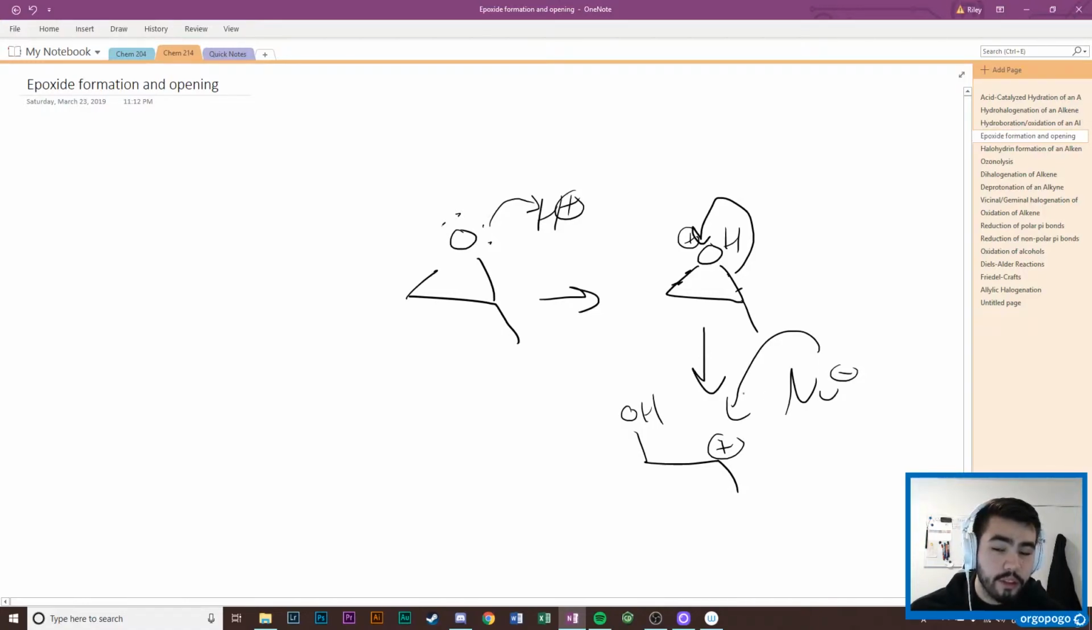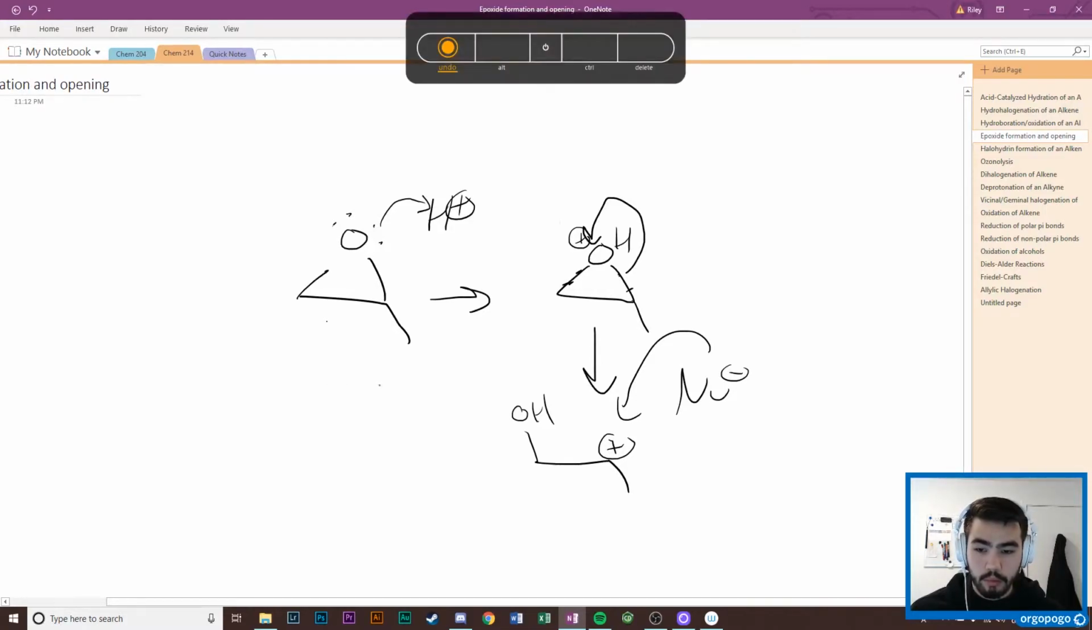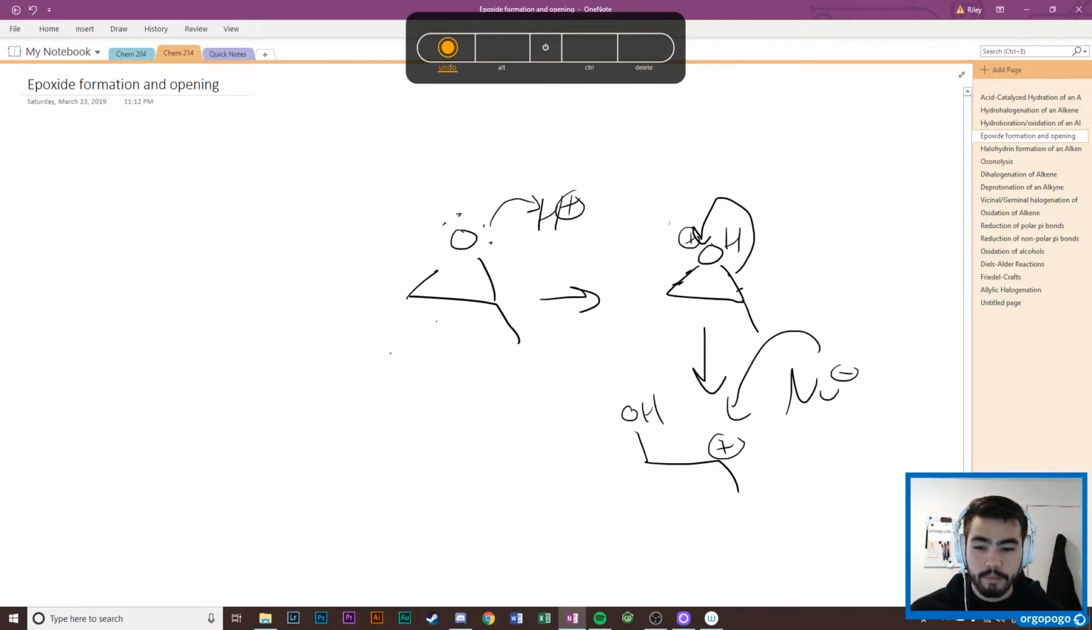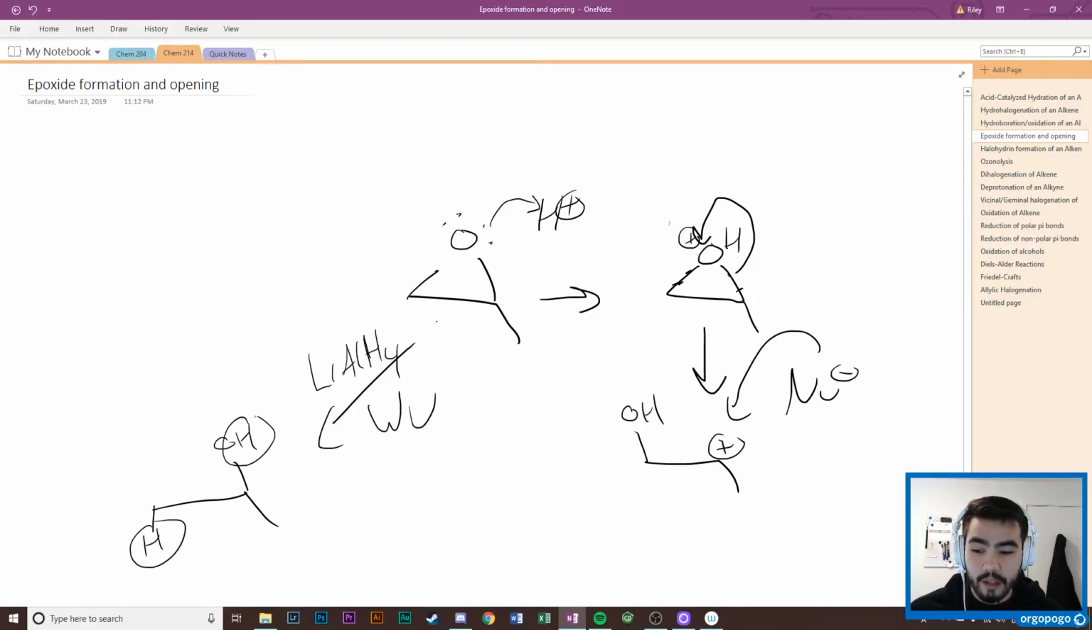If you don't want to attach anything to the epoxide and you just want to open it to an alcohol, you just smack that thing with lithal and then workup, and then you'll get just the alcohol like that. So this is the H from the lithal, this is the H from the workup.